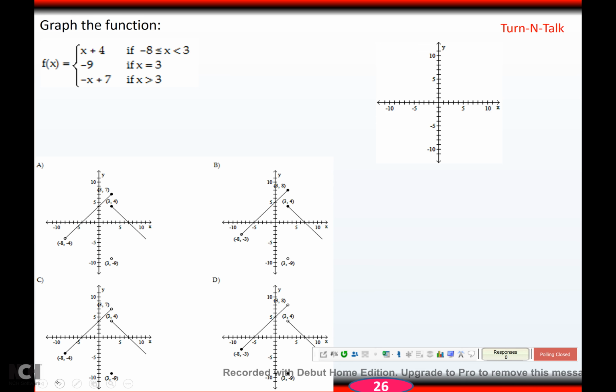Alright, do this one. There's 3 of them, so don't worry about it. Hit pause, come back when you're ready. And hopefully you got C. Alright.